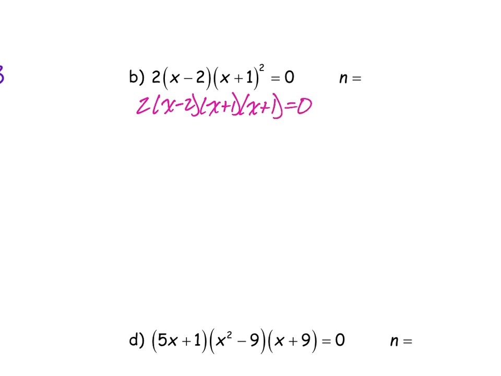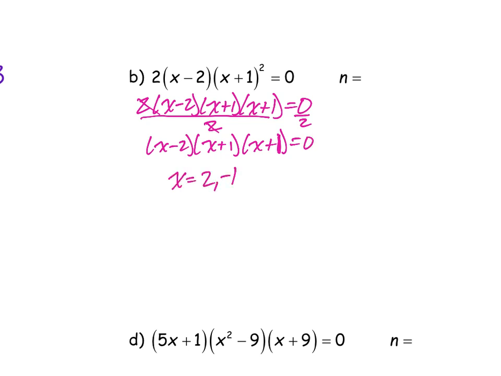And this 2 out front, this little 2 here, doesn't mean anything because I can do this. I can divide this side by 2 and this side by 2, and then that 2's gone. This 2 goes away, and I get x minus 2 times x plus 1 times x plus 1 equals 0. And then x is going to equal 2 or negative 1.